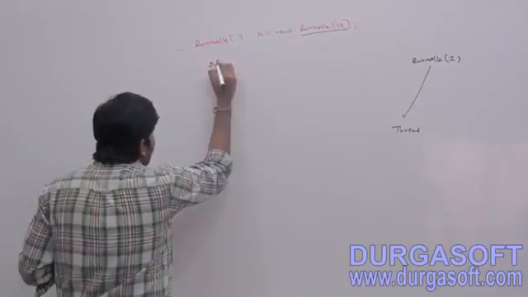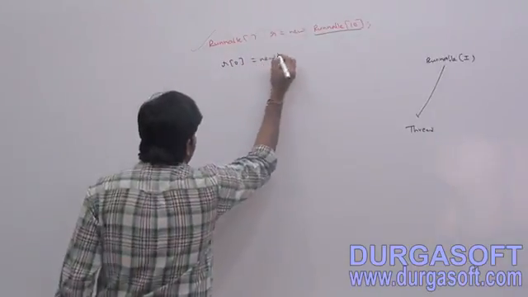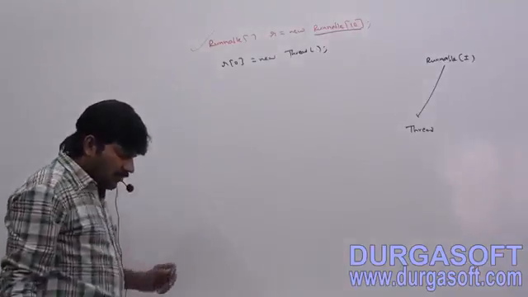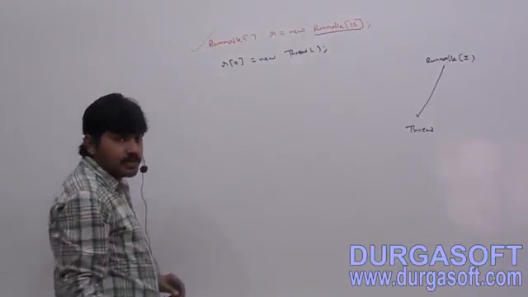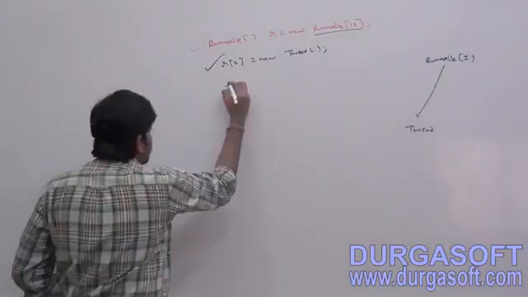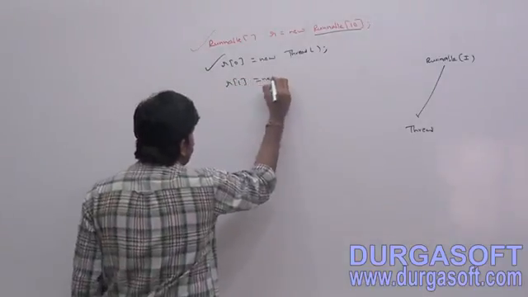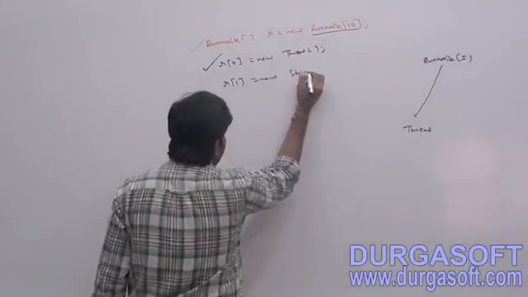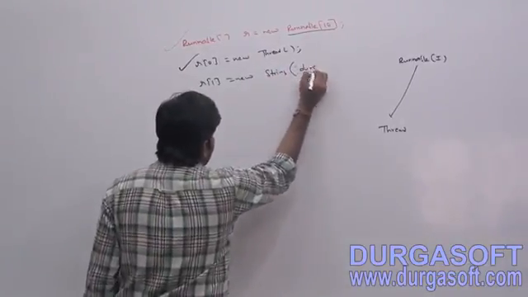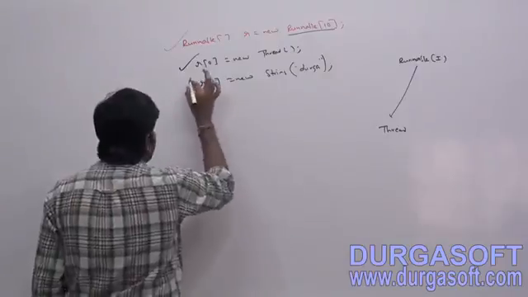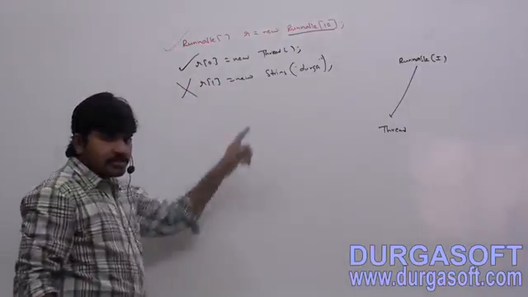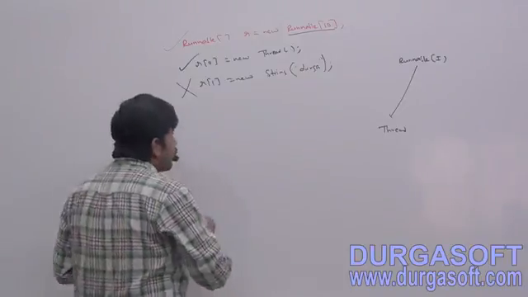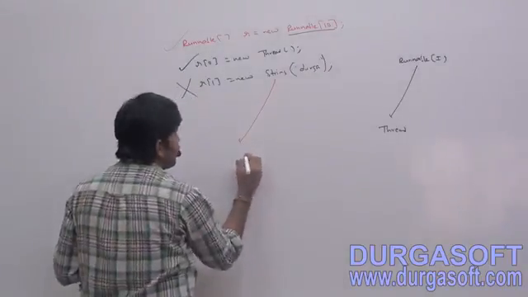Now r[0] = new Thread(), like this I am taking. Sir, is it valid or invalid? r[0] = new Thread() is valid. r[1] = new String("Durga"). Is it valid or invalid? Invalid, because String doesn't implement what? Runnable interface, right? Do you know what compile time error you are going to get?